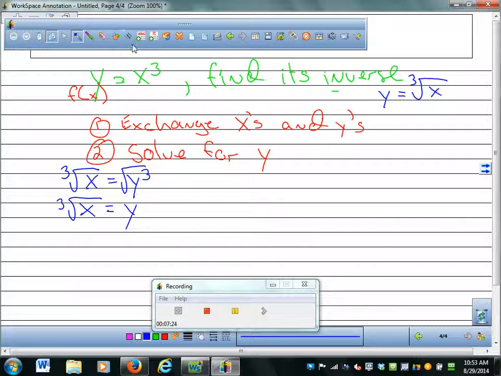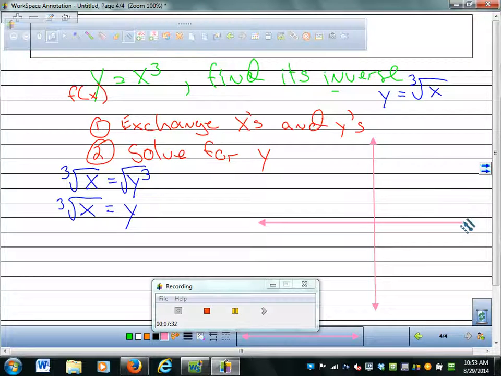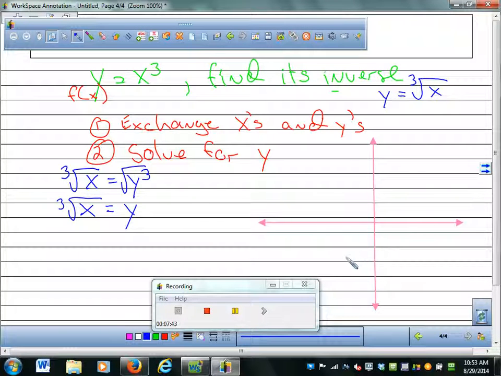Now the other thing about inverses, I'm going to try to draw this. I had trouble in the last class. If I were to graph this curve, does anyone know what y equals x cubed looks like? It looks like a sideways S kind of, right? So y equals x cubed kind of looks like that. That's pretty good.